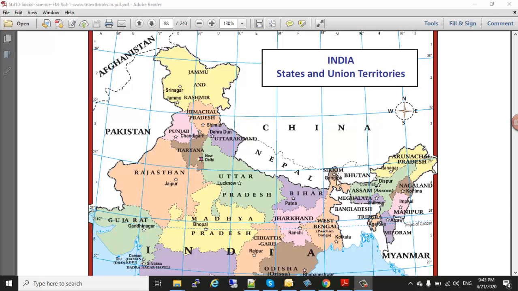So the Sikkim state is just beside different countries. Not two, but three different countries: Nepal, Tibet, China, and here Bhutan. So Sikkim is a very small state, you can see that. And Bihar we have finished.